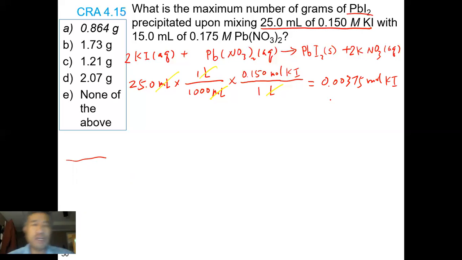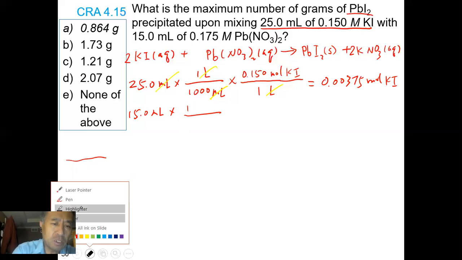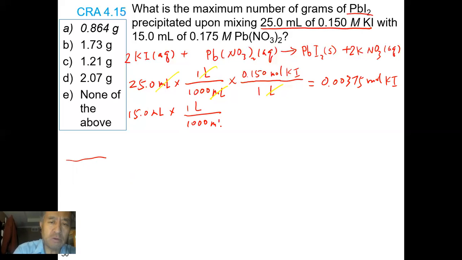So we do a similar thing for the other reactant. We'll start with 15.0 milliliters. Use the same conversion between liter and milliliter. So therefore, we have this fraction, as with the last reactant.